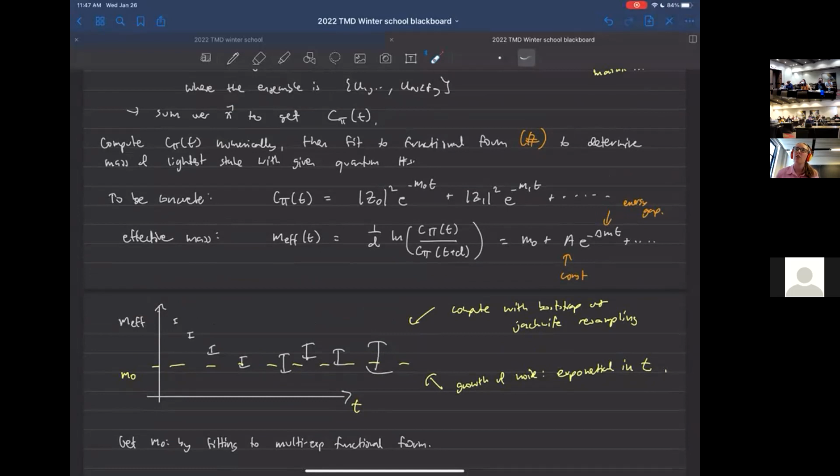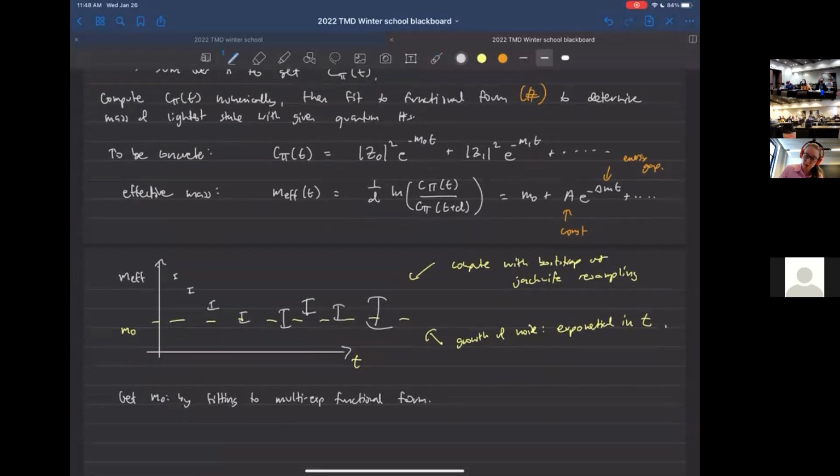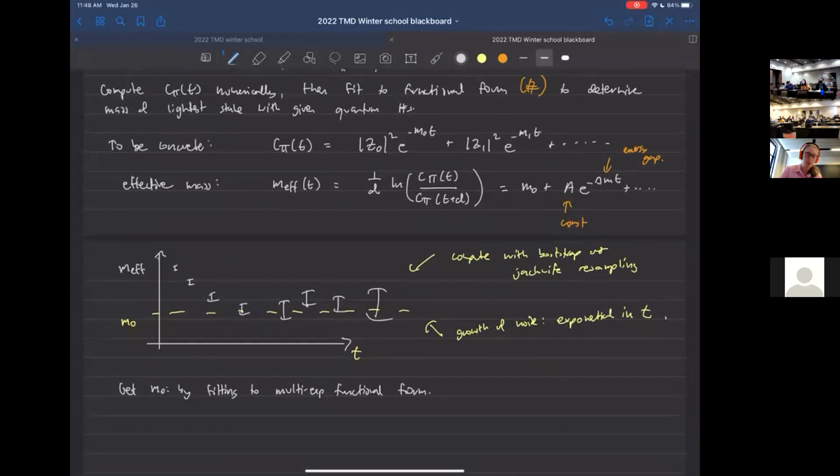All right, so that's for the mass of the pion, but it's pretty much the same story no matter what you want to calculate. I know Michael will be doing TMDs. Let's do something that's one step closer to that, but not quite there, which is matrix elements of local operators. So let's think about just G_A, the axial charge.